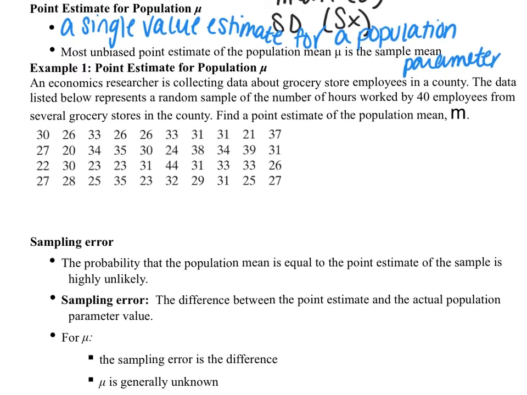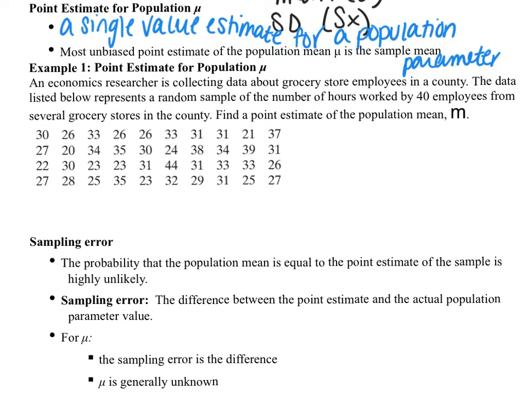So we've got all of this data. An economics researcher is collecting data about grocery store employees. The data listed below represents a random sample of number of hours worked. So I'm going to highlight that because that's important. So it's the number of hours worked, and I guess that's probably per week. And then our sample size is 40 employees from several grocery stores in the county.